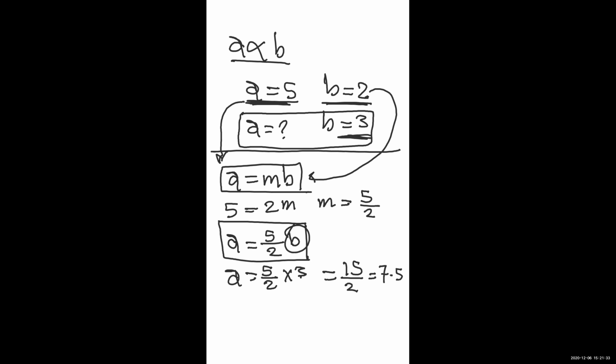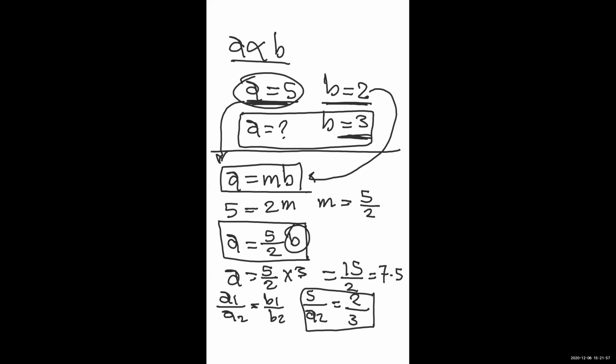Otherwise, I can use the rule, which is a varies with b, so a1 over a2 equals b1 over b2. So a1, it's given, 5, over a2, it's required, equals b1, which is 2, over b2, which is 3. Now cross multiplication. So I will write it here in this part. a2 will equal 3 times 5 over 2, which will equal 15 over 2, which is equal to 7.5, the same.